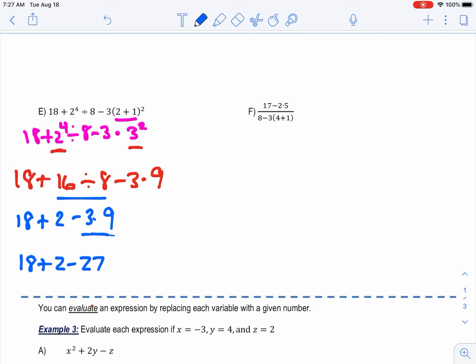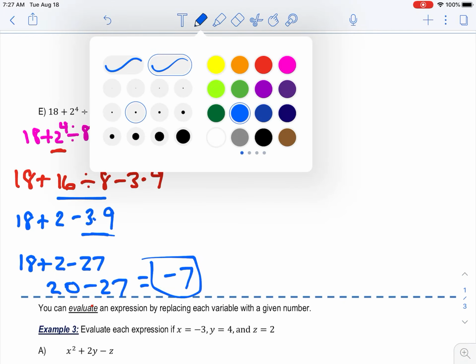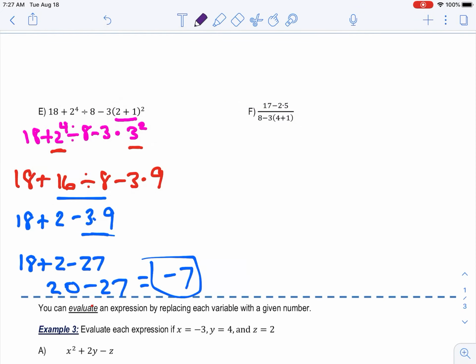Now, if we clean this up one more time, we're going to do the addition first. So 20 minus 27 is going to tell us a total of -7. So that is like the hardest one we can give you. That takes a lot of work, and that requires you to go ahead and write some stuff out and take your time. All right, let's get to the last example for order of operations, and then we'll do some evaluating.